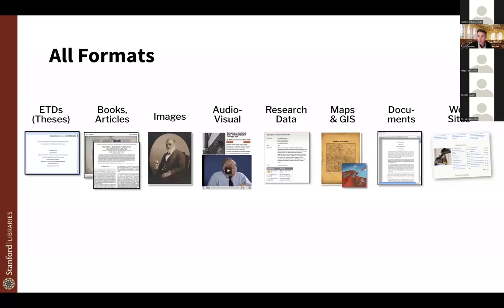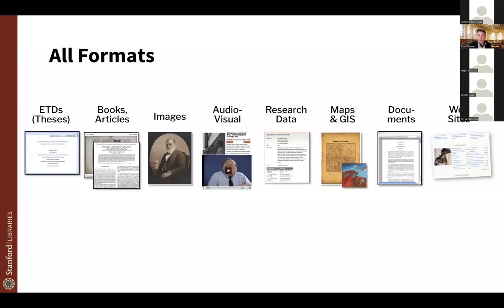A different type of data are maps and geographic information systems, or GIS. For us, we have a map library, and this is essential functionality for us. This is one of our primary areas of collection and delivery. It also includes things like typical documents, so Microsoft Word documents or Excel files, PowerPoint. We are increasingly collecting born-digital materials, including things like email archives.